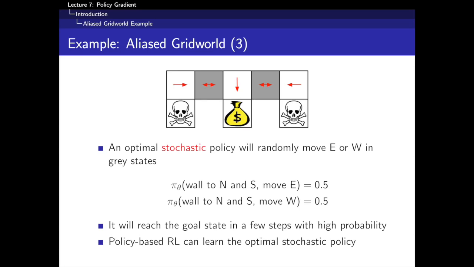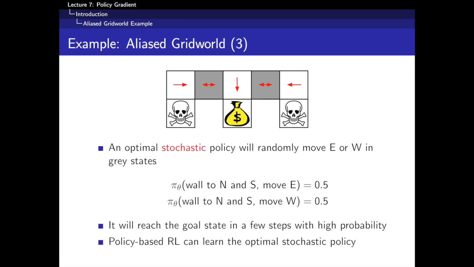So in just a couple of steps, we're likely to reach the treasure, compared to a value-based method, where if we were to act greedily with respect to our value function, we would end up taking, in certain cases, a very, very long time to reach the treasure, possibly forever. Okay, so the summary of these couple of slides is to say that whenever state aliasing occurs, a stochastic policy can do better than a deterministic policy.